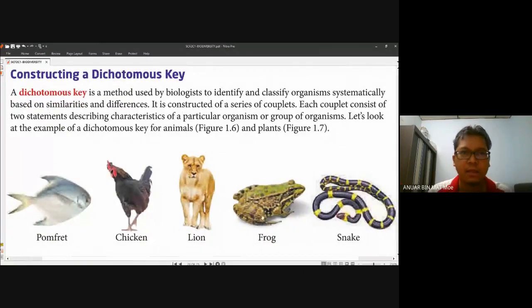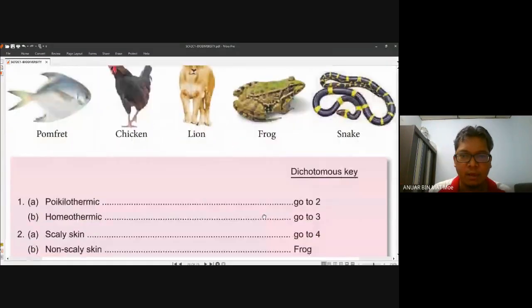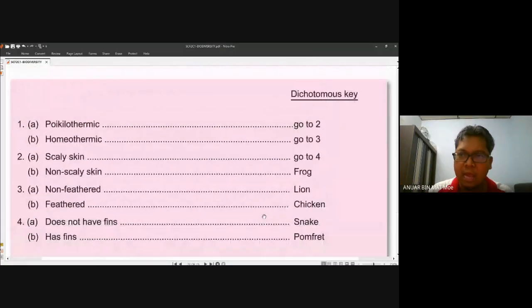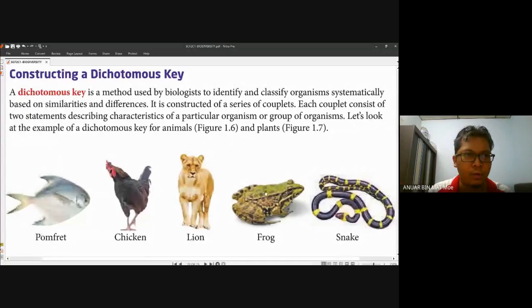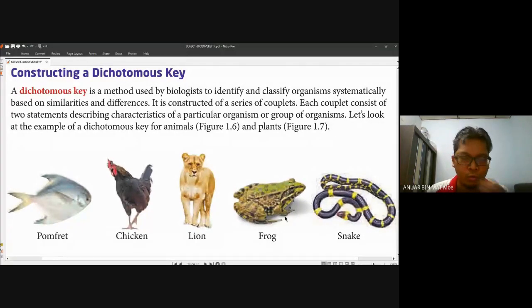Constructing a dichotomous key. Okay, this one, I will give the explanation later. And then I need you to do an assignment for this. So what is a dichotomous key? I usually do this in the lab, but never mind. I will try to find out the way how we want to construct the dichotomous key.